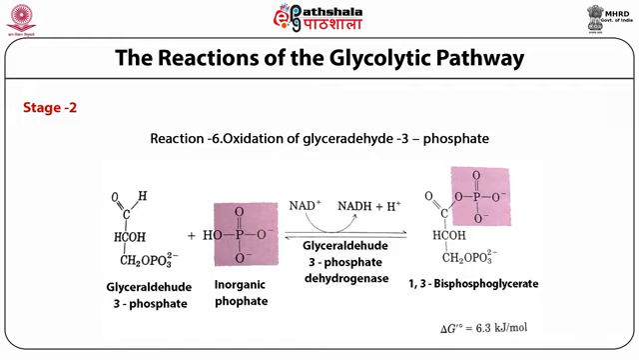Glyceraldehyde 3-phosphate dehydrogenase is inhibited by iodoacetate. In this reaction, the phosphorylation occurs at the expense of inorganic phosphate. It is an example of substrate level phosphorylation. This reaction generates a high energy phosphate bond in 1,3-DPG, which is a mixed anhydride of phosphoric acid and a carboxylic acid. Because of this, 1,3-DPG has a high group transfer potential.